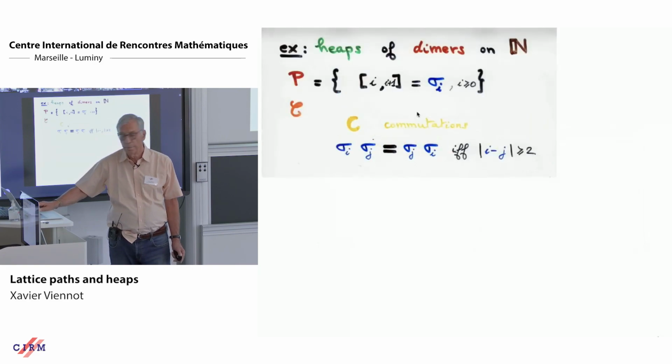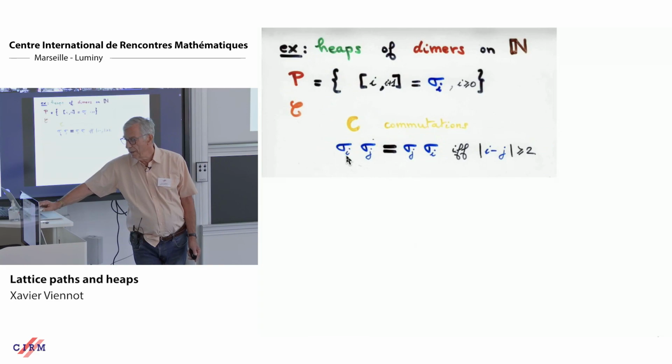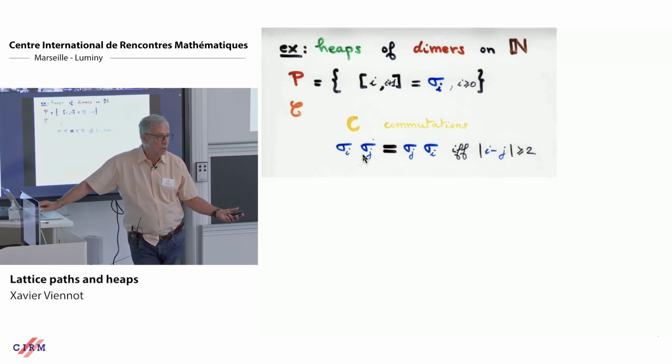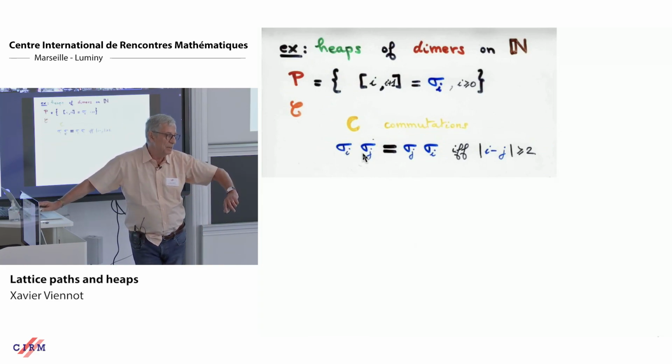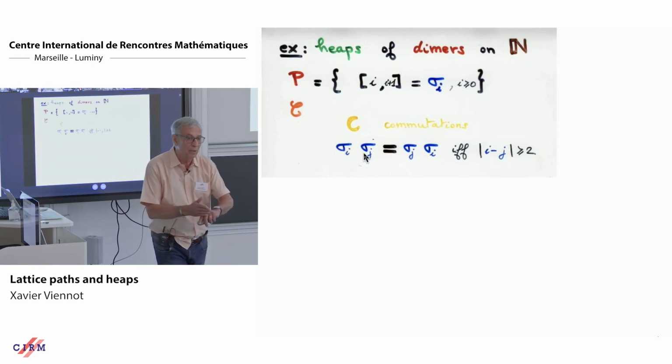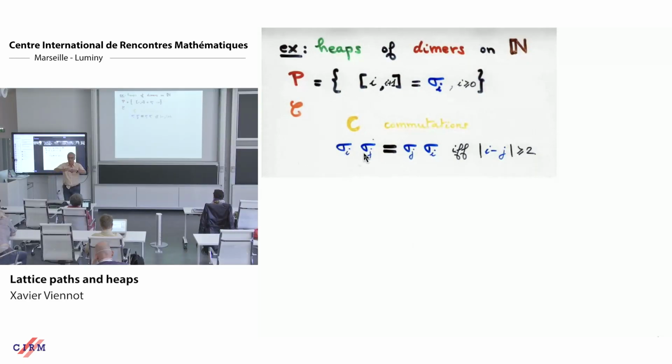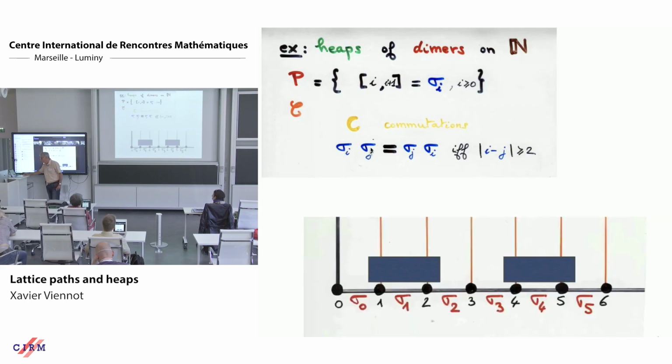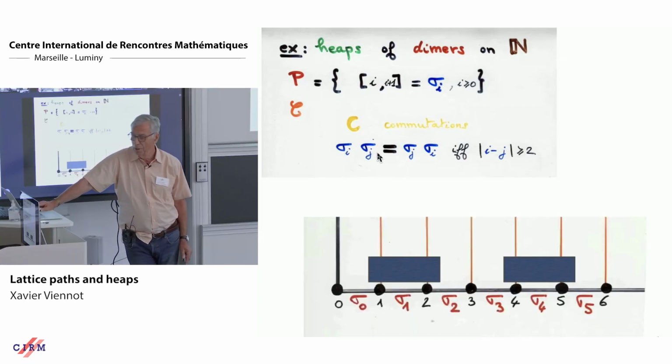And for example, for heaps of dimers, the dimers sigma i plus 1 are going to commute. This is the inverse relation, the complementary relation to being one over another. They commute when they are disjoint, and they are one over another when they don't commute. So you see, it's a reverse way to see the heaps of pieces. So this is the two dimers which commute.